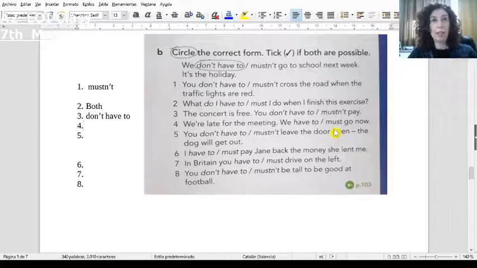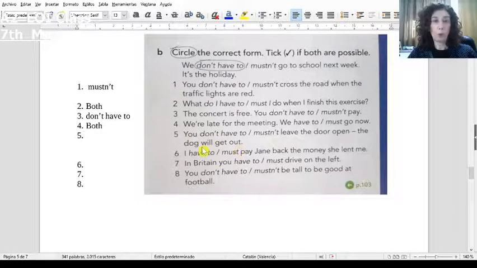Depende. Yo, si es una reunión de amigos, utilizaría el must. We must go now. Se van a enfadar. Pero si es con el jefe, we have to go now. Tenemos que irnos. La obligación es externa. Como aquí no sabemos qué clase de meeting, vamos a poner que los dos son obligation y las dos son válidas. ¿Vale? Number 5. You don't have to leave the door open or you mustn't leave the door open.